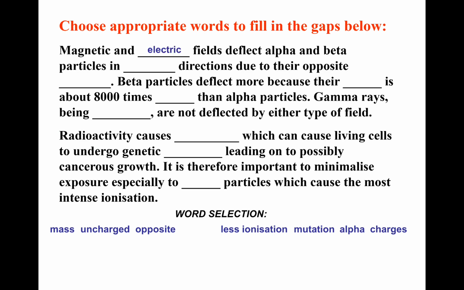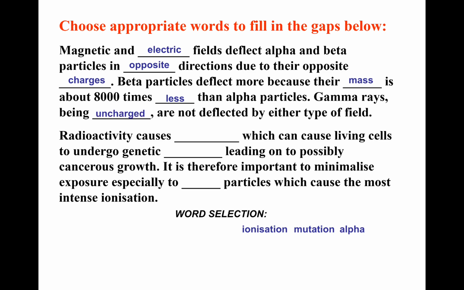Magnetic and electric fields deflect alpha and beta particles in opposite directions due to their opposite charges. Beta particles deflect more because their mass is about 8,000 times less than alpha particles. Gamma rays, being uncharged, are not deflected by either type of field.